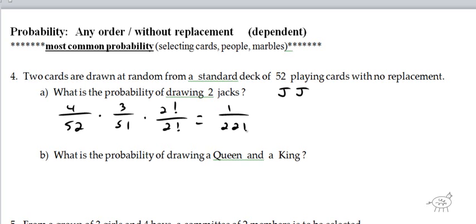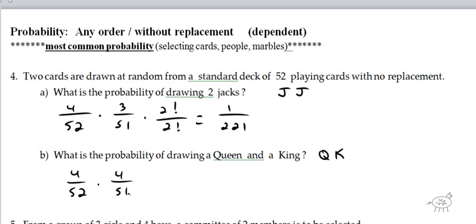Okay? B, what is the probability of drawing a queen and a king? So queen and king. So it is 4 out of 52. That's a queen. And then a king, I still have 4 kings, but I have 1 less card. So you've got to remember that.